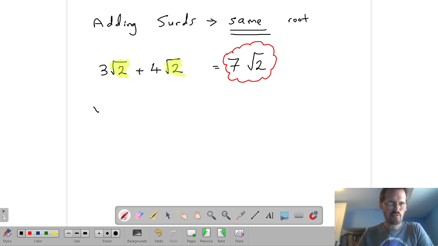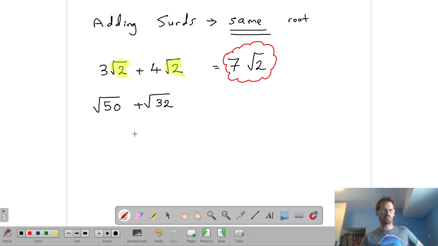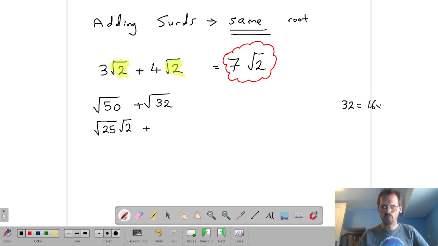But if you don't have the same rooty bit, for example, root 50 plus root 32, okay, not the same rooty bit, can't just add them together. We have to simplify them first. Now, root 50, one that we did previously, isn't it? That can split into root 25, root 2. Root 32, we know that 32 is 16 times 2, don't we? So we can split this into root 16, root 2.